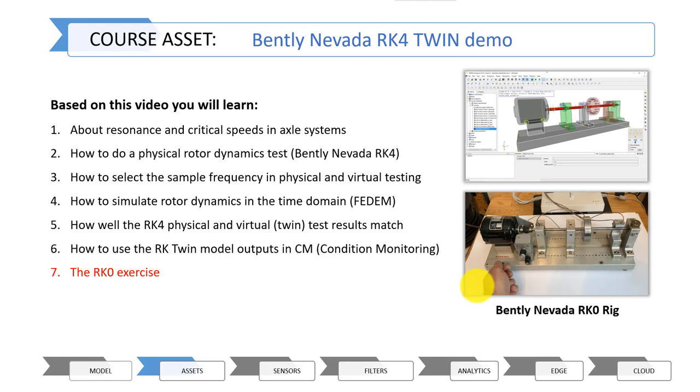You can hear that the system is passing through the critical speed twice, when I accelerate it and when I decelerate it.